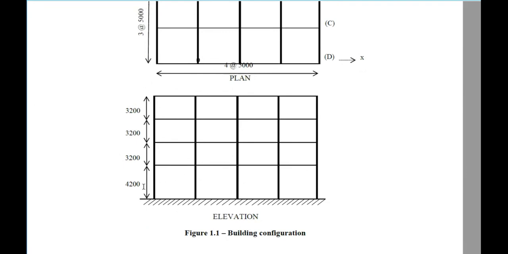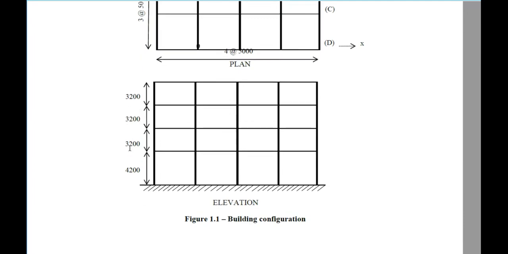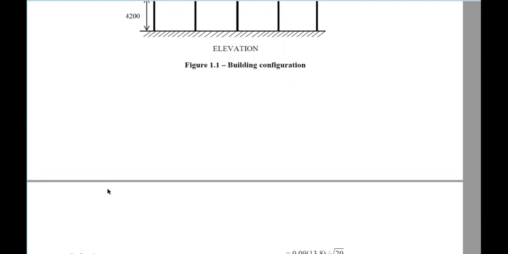and the first story is 4200, second story is 3200, and altogether it's a 4-story building.